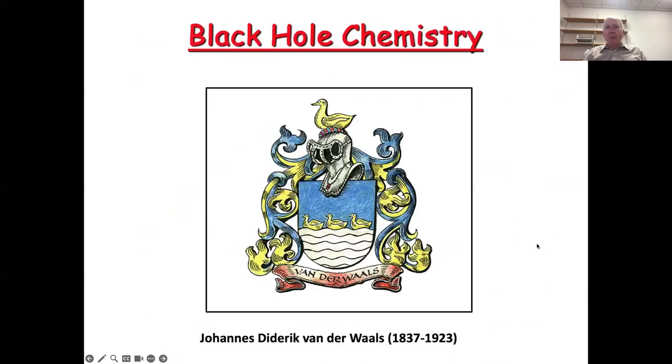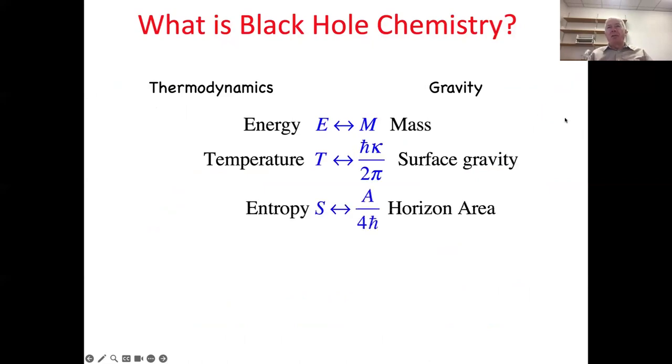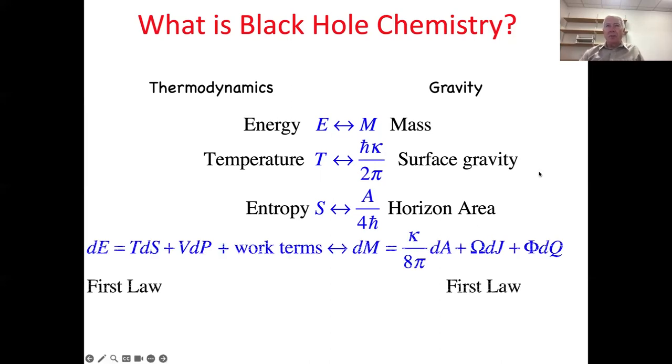So we have those laws of black hole thermodynamics. So I want to turn to this subject of black hole chemistry. And what is it? Well, there was this parallel, as I pointed out, between the laws of thermodynamics and gravity. And in particular, the energy in a thermodynamic system was like the mass of the black hole, the temperature like its surface gravity, and the entropy like the horizon area.